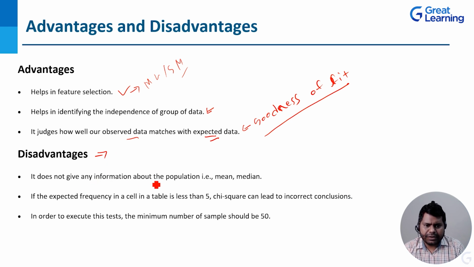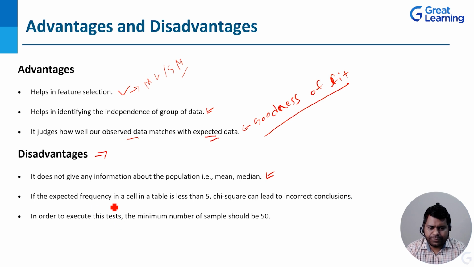It does not give any information about the population. So what kind of information? It does not give you the mean, it does not give you the median. These kinds of information we cannot get with the help of the chi-square test.